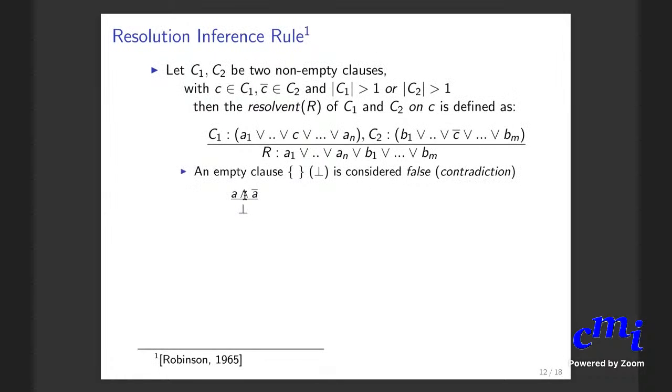And there are two more rules. If there are unit clauses A and A hat, the two clauses are unit and of opposite polarity, then you derive an empty clause, which is denoted as a contradiction, because both A and not A cannot be true at the same time. So this derives a contradiction.